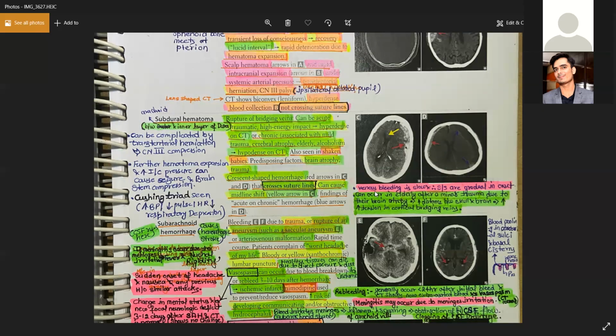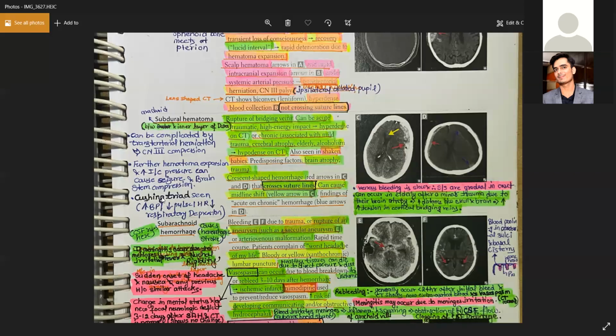This can happen with very minor trauma in the elderly, because of increased tension on the bridging veins. The patient will have herniation, but at a much later stage, after weeks or months, not acutely. The symptoms are very gradual in onset, unlike the acute onset in epidural hematoma.